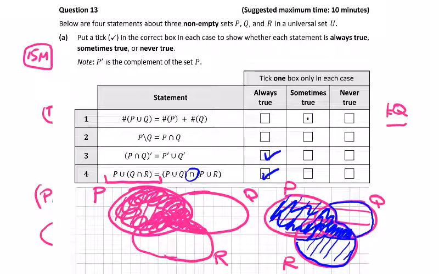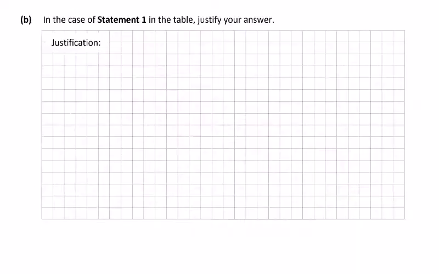So we had a sometimes and 2 always, and a never for part 2, and the 5 marks for part B, which gave 15 in total, was just to prove this statement 1, but we've shown all 4 here in question 13.